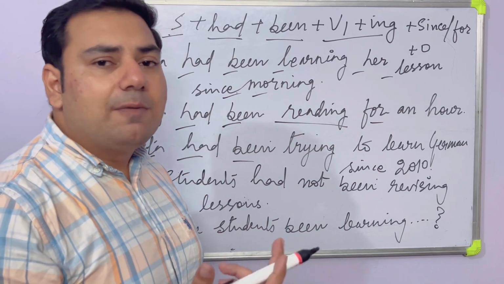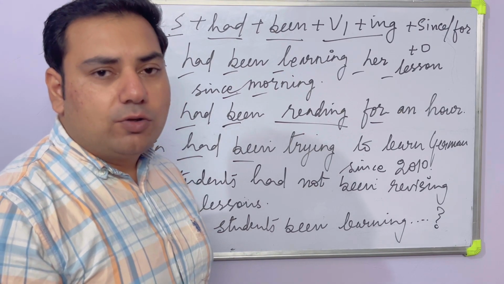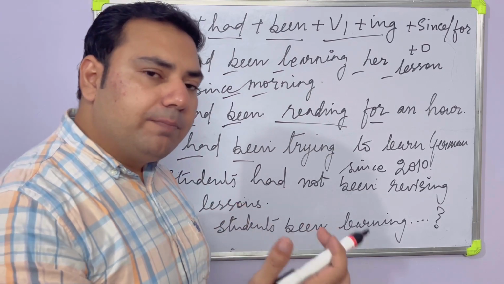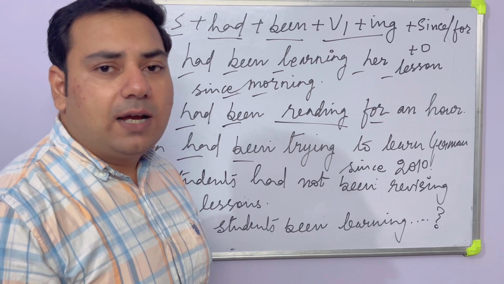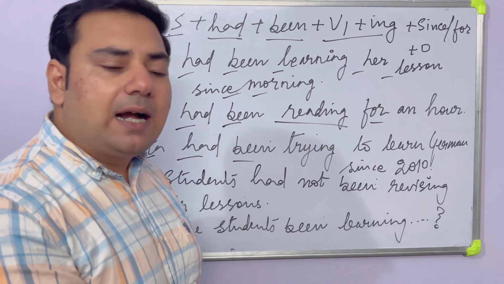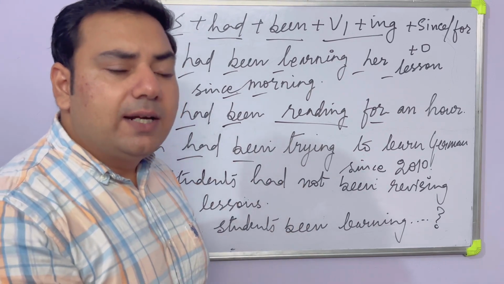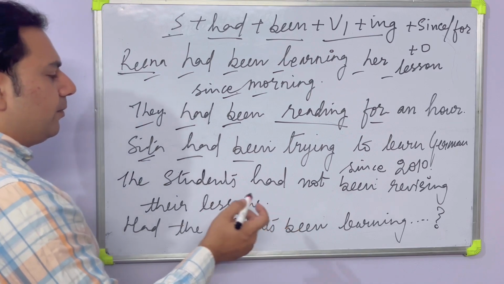I had been doing my work for 2 hours. So I have completed and concluded that part in the past only. Okay, I'm not doing anything in the present. I'm just explaining that I have done that and I was doing it and I have concluded it. So that is the thing. Now we have to come to the negative part.